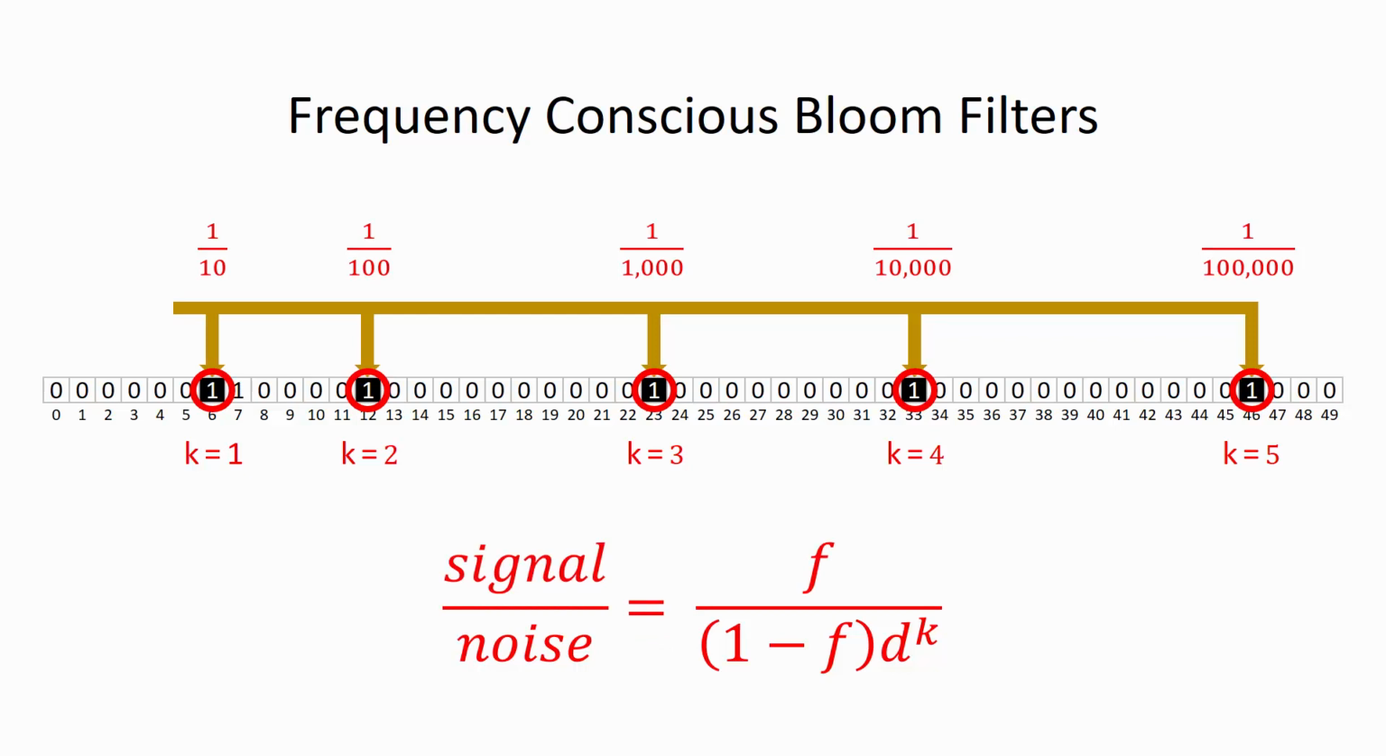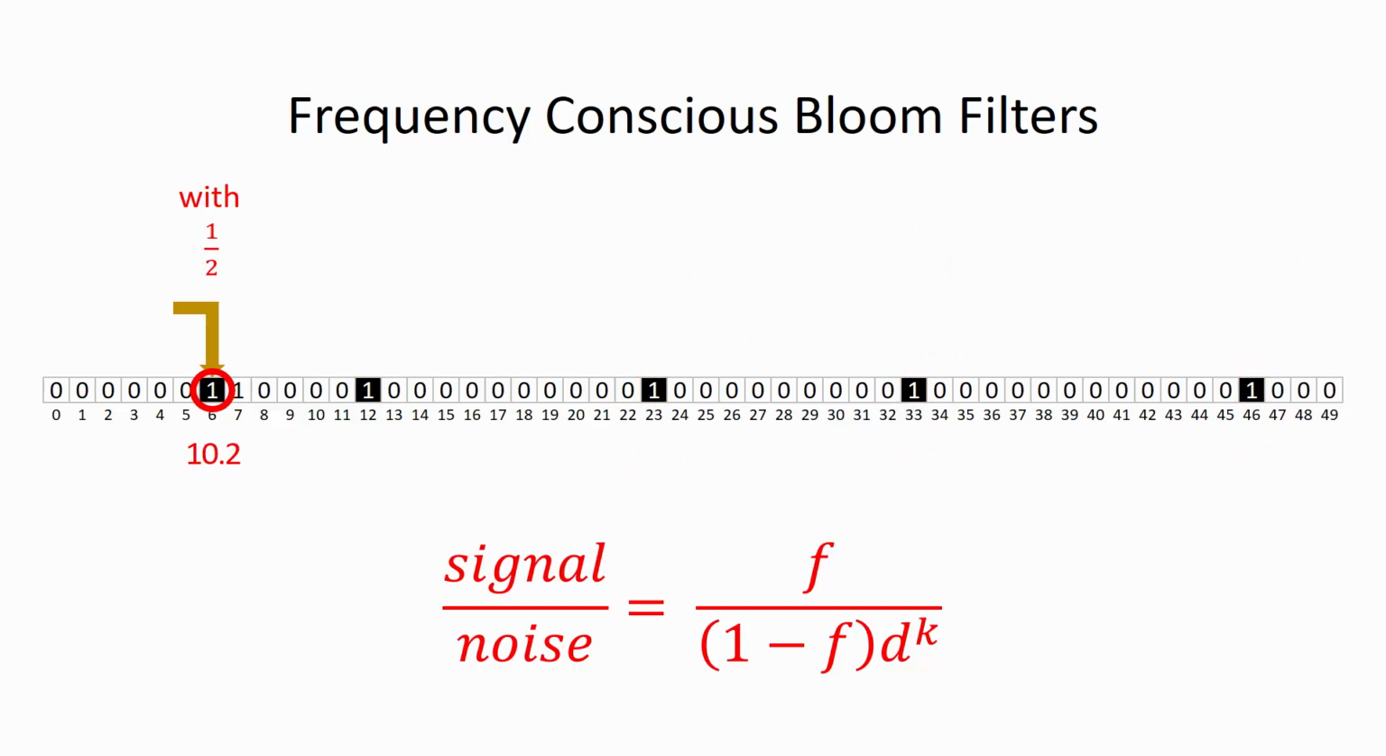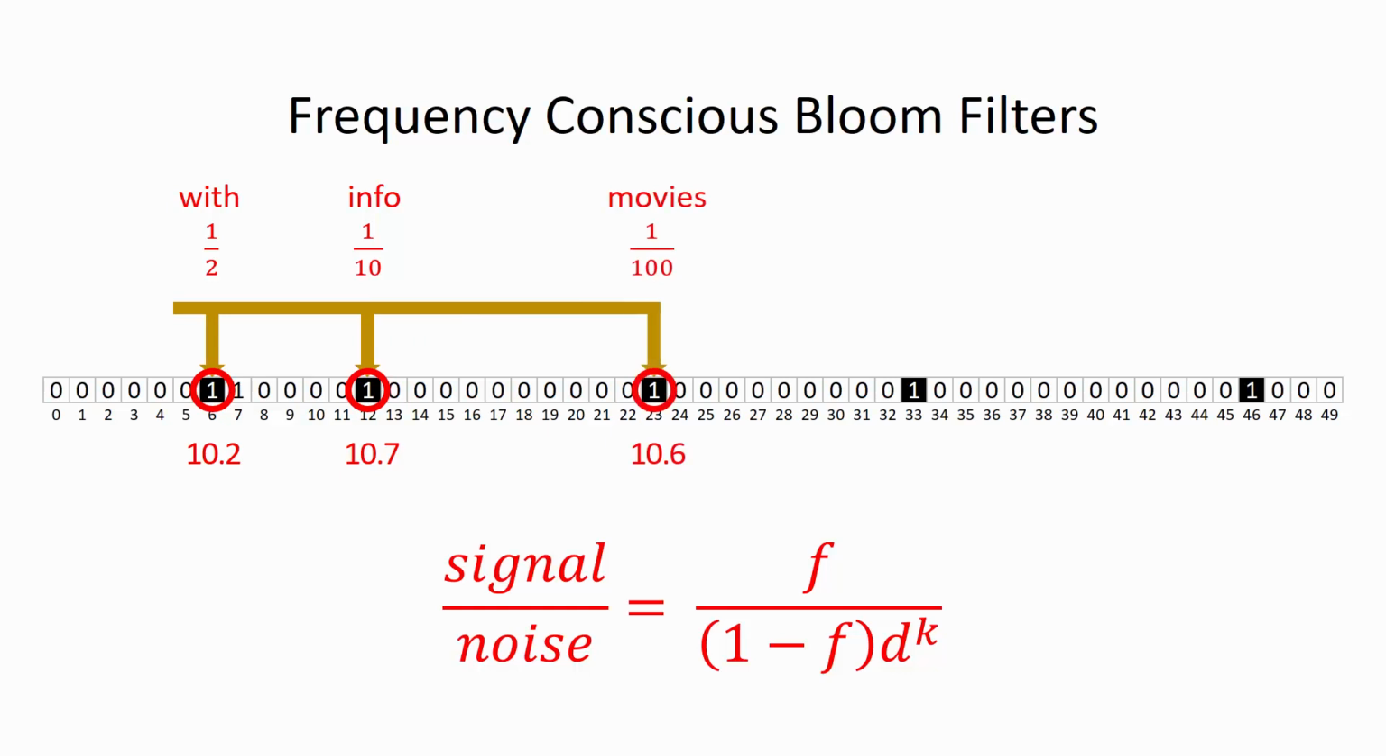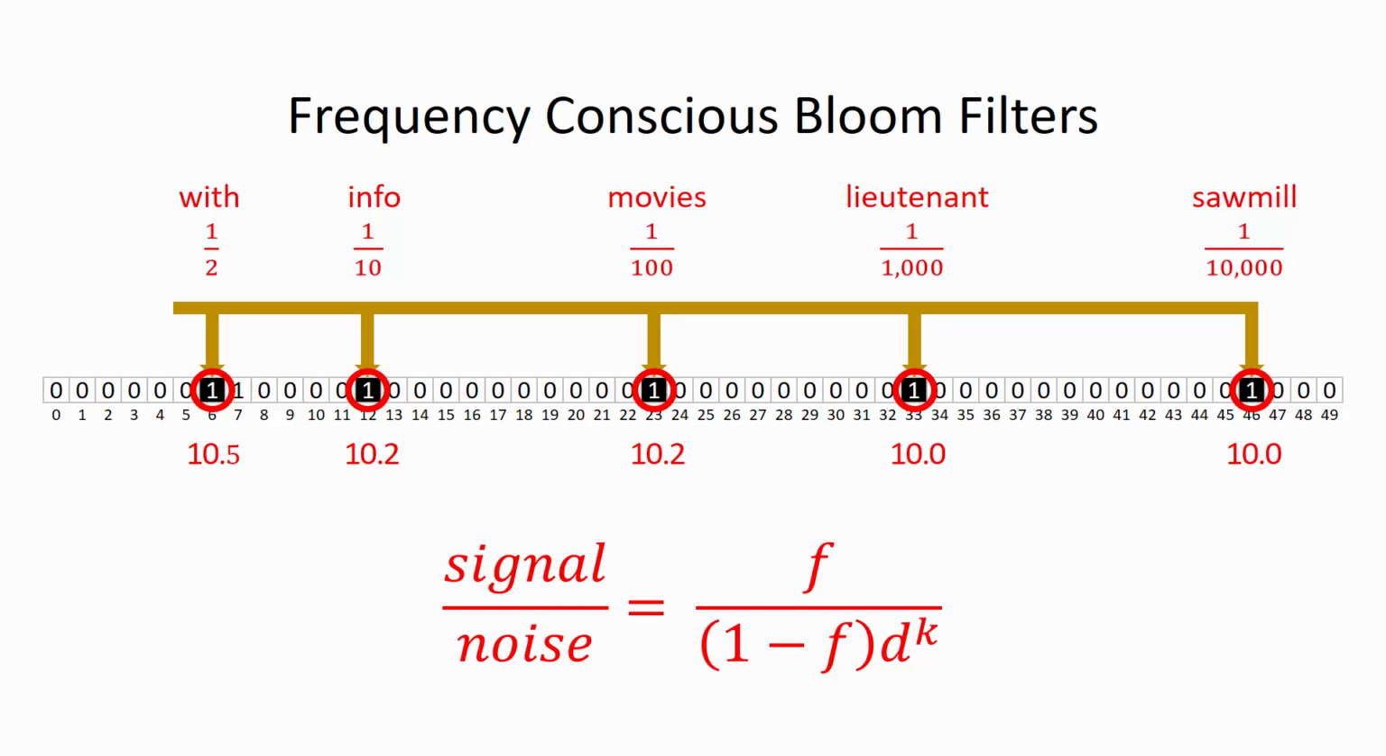Let's use this expression to compute the signal-to-noise ratio for a number of terms, some common and some rare. Consider the word with, which appears in half of all documents in our test corpus. In a Bloom filter with 10% bit density, a single hash yields a signal-to-noise ratio of 10.2. This means that we will report about 10 true matches for every false positive. The term info is 5 times more rare, and it requires 2 hashes to maintain a similar signal-to-noise ratio. Movies, which appears once in 100 documents, requires 3 hashes, and so forth. The headline here is that rarer terms need more hashes to drive down the false positive rate.